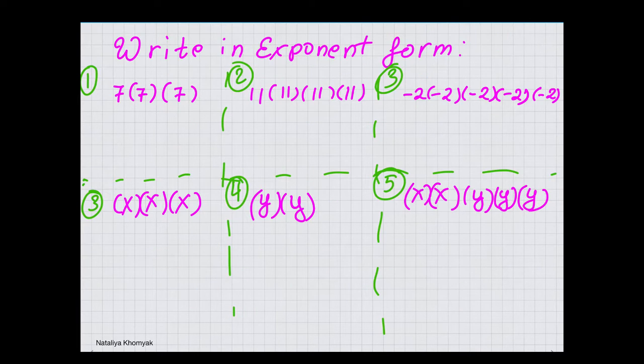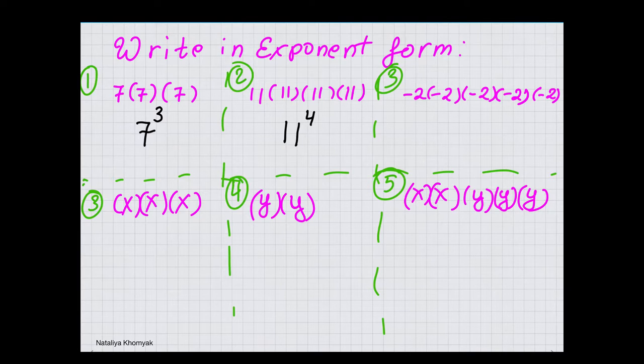Here we have examples of repeated multiplication, and we will practice how to rewrite those in exponent form. In the first example, we have 7. It's the number being multiplied by itself, and we have 3 factors of 7. So 7 to the power of 3 is 7 times 7 times 7. In the second example, we have 4 factors of 11. So 11 is the base and the power is 4.